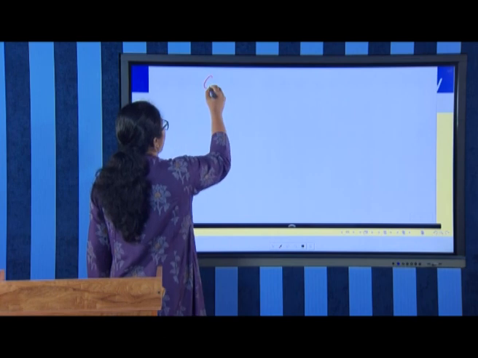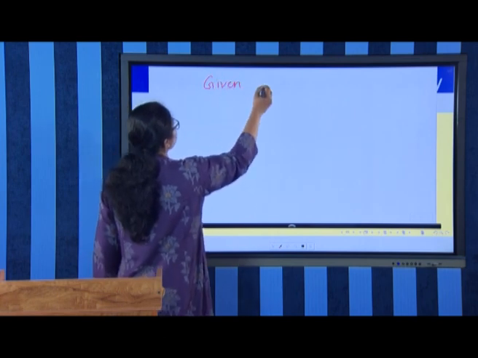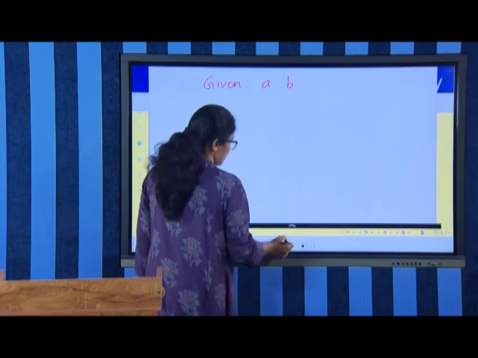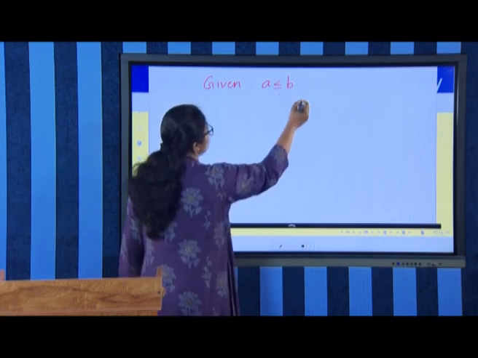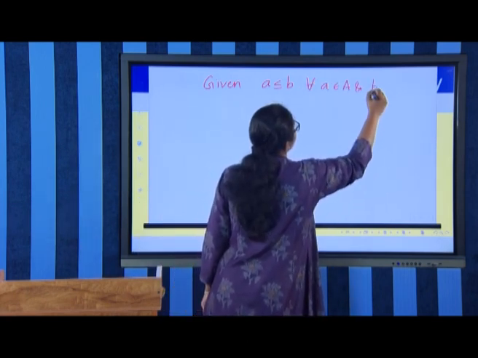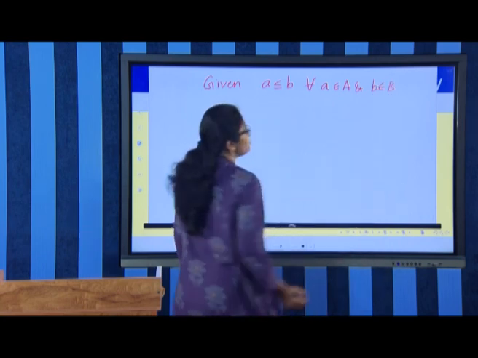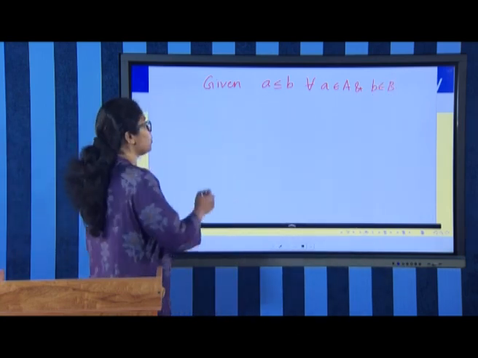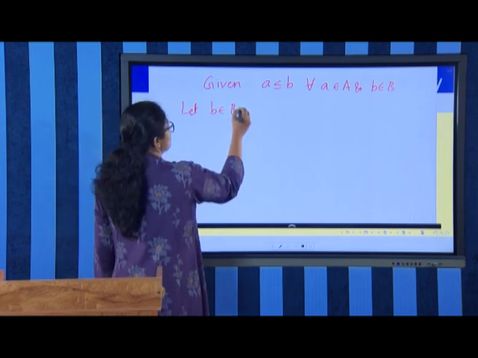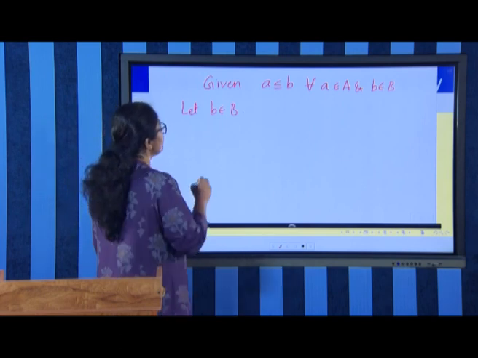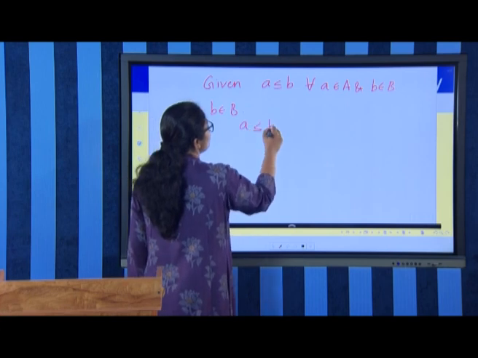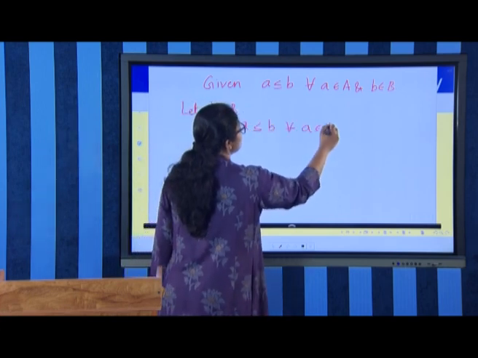Given the condition that a is less than or equal to b for all a belonging to A and b belonging to B. So first let us fix one b belonging to B. Let b belong to B be fixed. We are fixing a b belonging to B. Then this condition indicates that a is less than or equal to b for every a belonging to A.